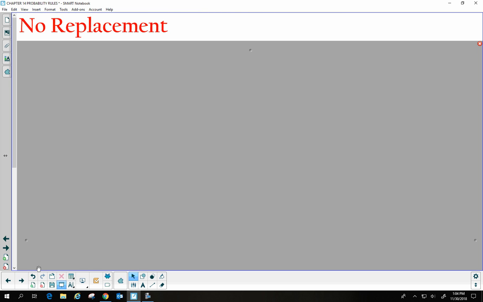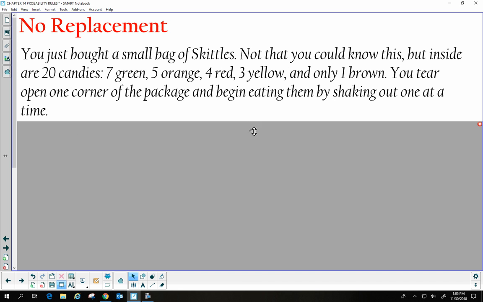So we have done some probability where we have selected candies or other things like that from a bag or a box, and we've assumed that we're going to put that thing back in there before we selected another one. Well, sometimes we don't replace the item we selected, and that is going to affect the probability of the next item we select. So go ahead and read this scenario. Again, don't copy it down. It's from the book.